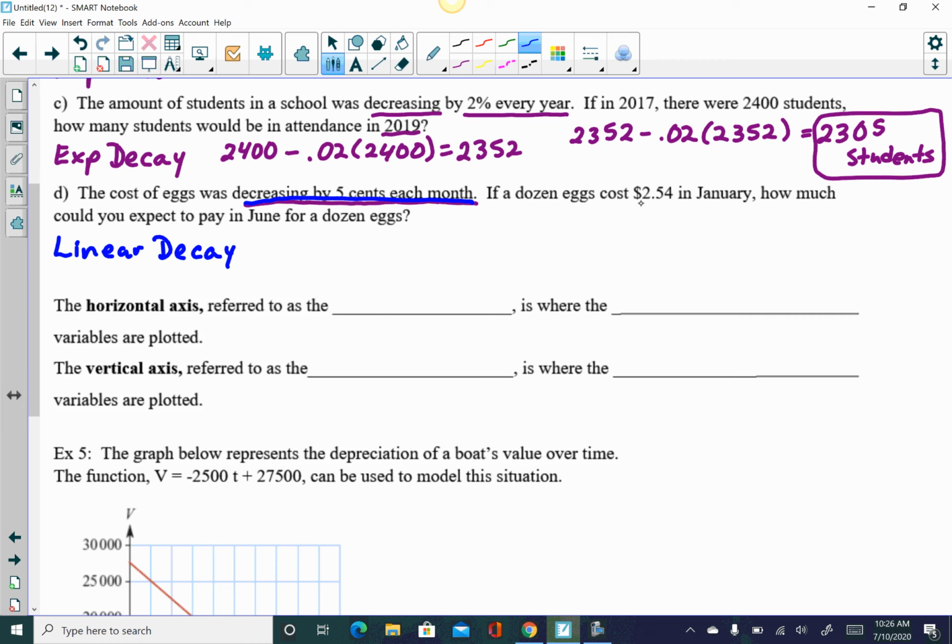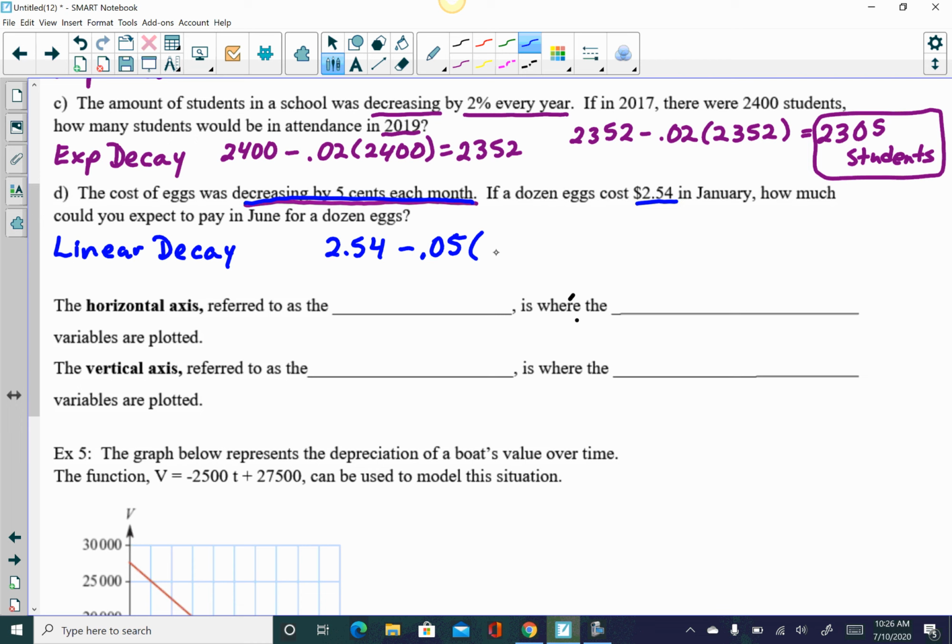So we know that in January we started at $2.54. We're decreasing by how much? 5 cents. Now you want to write 5 cents. Think about what 5 cents is. You're not going to decrease by 5, you're decreasing by 0.05. Think about a nickel, right? A nickel is 0.05, so you're decreasing by 0.05. So don't think of that, I did not change that to a percent. I changed it to its value. 5 cents is 0.05. And we're talking about money.